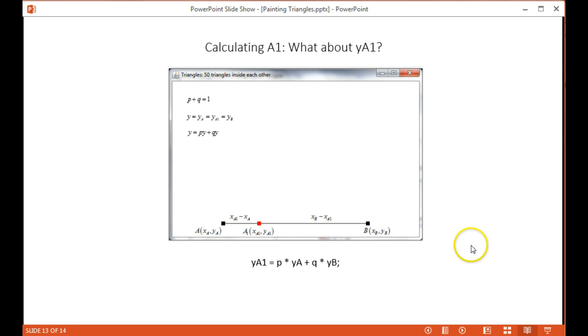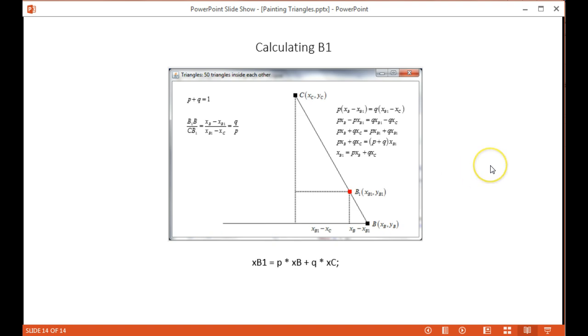All right, so the next thing we're going to look at is B1. We've gone so far in our triangle from A to B and figured out where A1 is. We need to be able to look at B and C and figure out where B1 is going to be. So let's take a look. And basically the approach is to just translate this problem of finding B1 into a horizontal, the easier problem that we just solved.